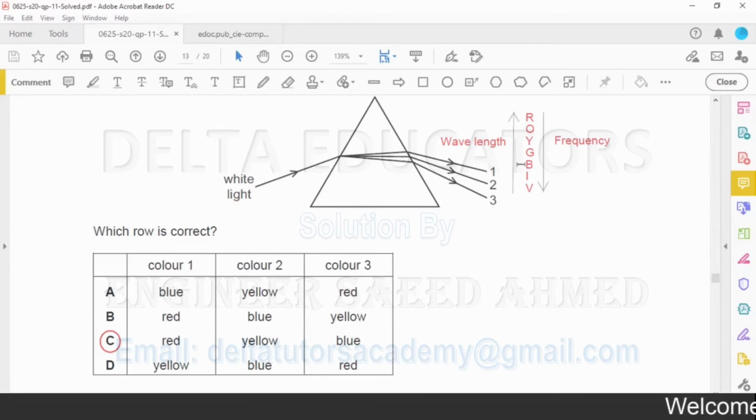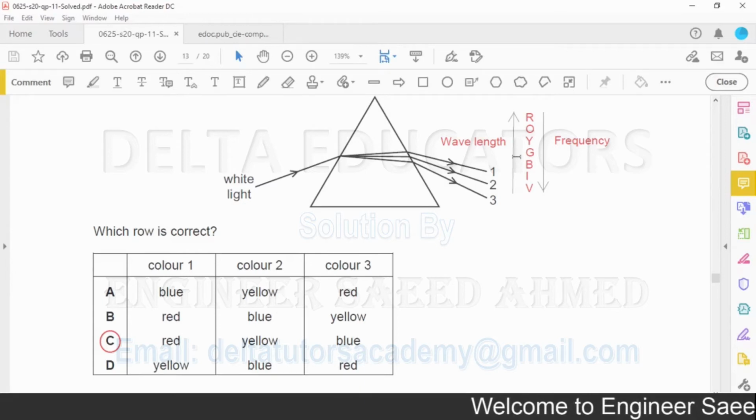If color 1 is blue, then this 2 and 3 should be below blue. It cannot be above blue. Here in color 2, it is given yellow. Yellow is above blue, so this option is incorrect. In option B, color 1 is given red. It is correct that red has least frequency, so deflection will be least here. So number 1 is red. Now the second is given blue.